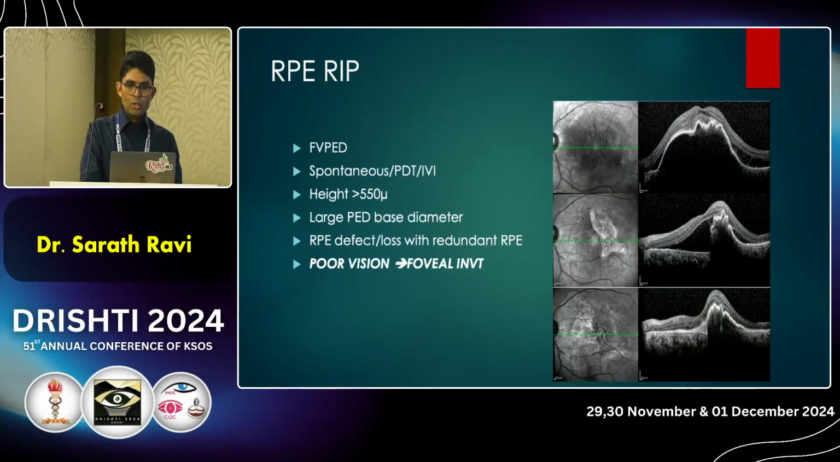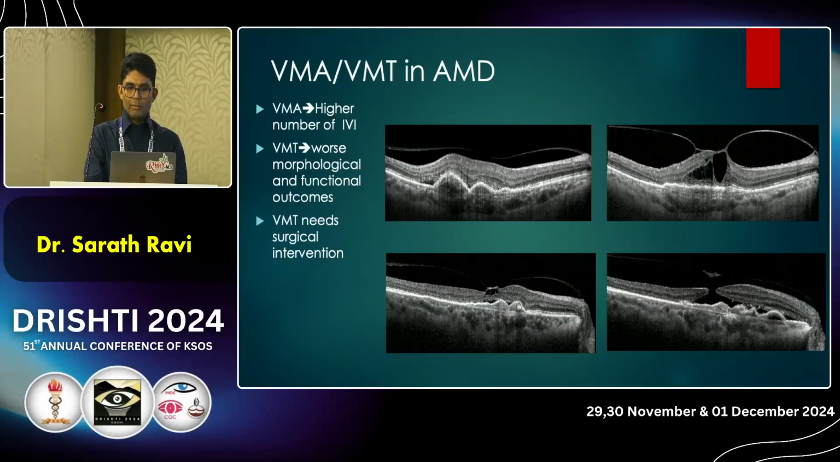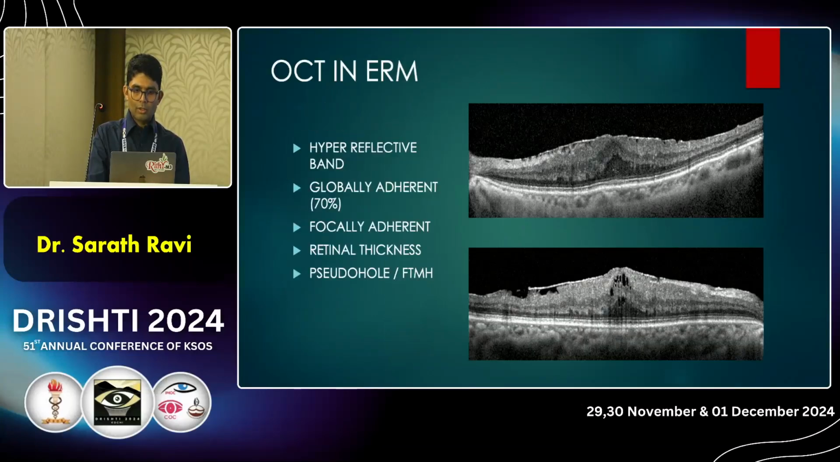RPE rip usually occurs in a pre-existing fibrovascular PED, and it could be either spontaneous or due to treatment. It usually occurs in those with tall PEDs, more than 550 microns, or a large basal diameter. And usually the foveal involvement of the RPE rip is associated with a poor prognosis. And presence of vitreomacular traction or adhesion in neovascular AMD also indicates a poorer response to your pharmacotherapy. They require a higher number of injections, and some of these might need surgical intervention.